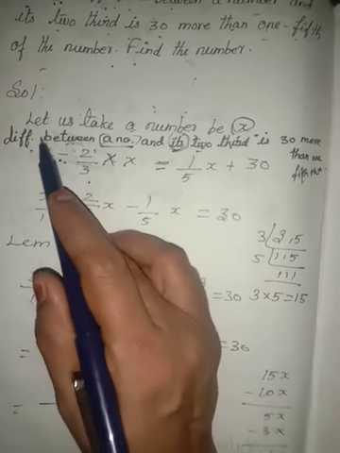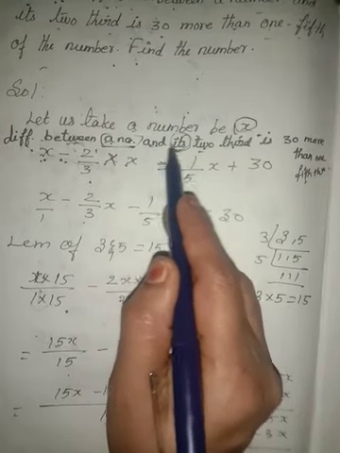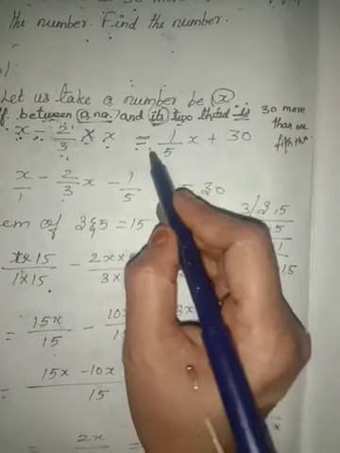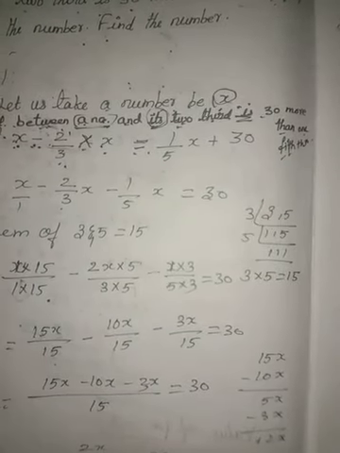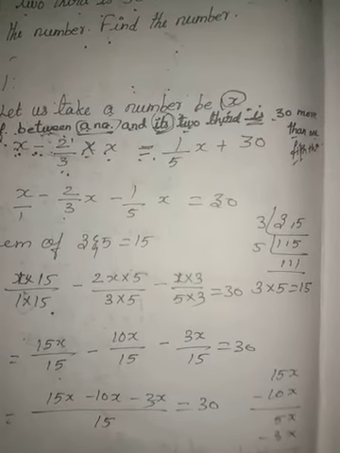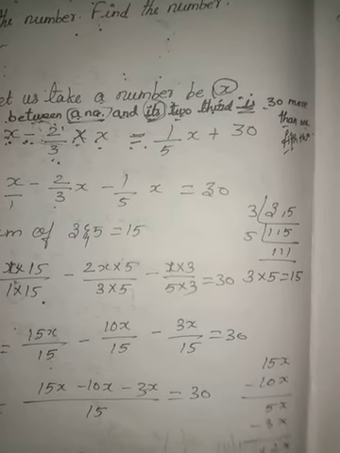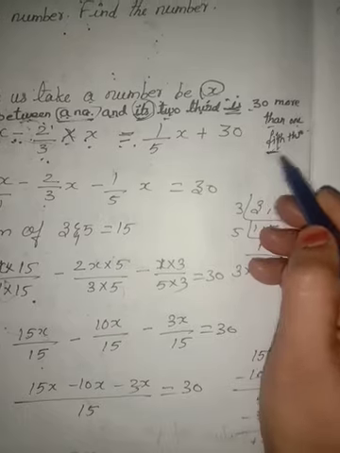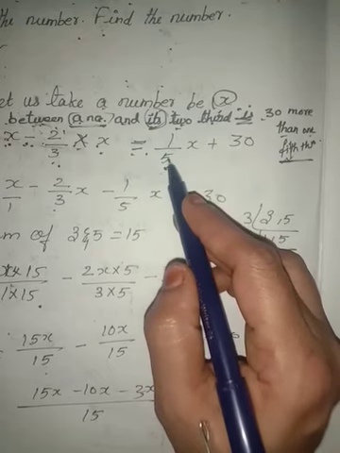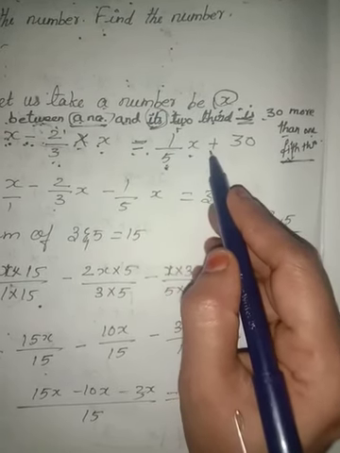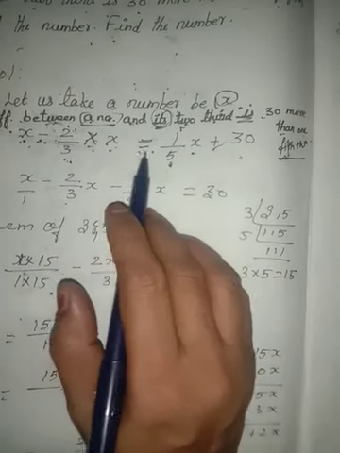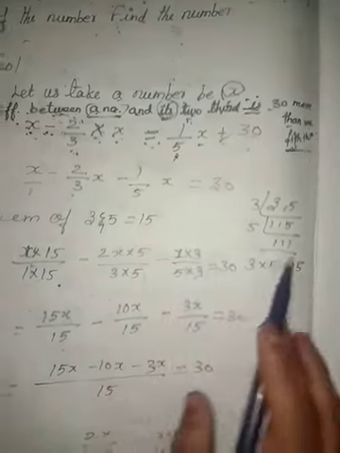So on the left hand side, the difference between a number and its 2/3, x minus 2 by 3 into x, is equal to 30 more than 1/5. When you see more than, less than, subtracted from in the sums, we must write the second number first. That's why I write 1/5 first. So 1 by 5 into x plus 30. So the left hand side, x minus 2 by 3 into x, is equal to 1 by 5 into x plus 30.